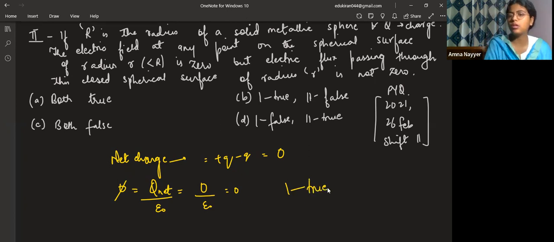First is also true. Some were having confusion regarding whether the first is true or false. No, first is also true because net charge is 0. So flux also becomes 0, right?